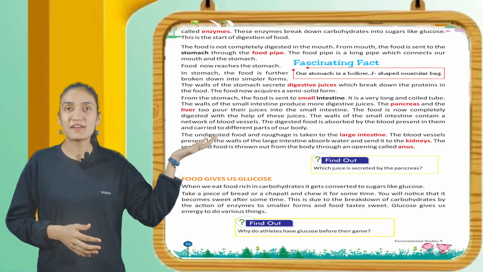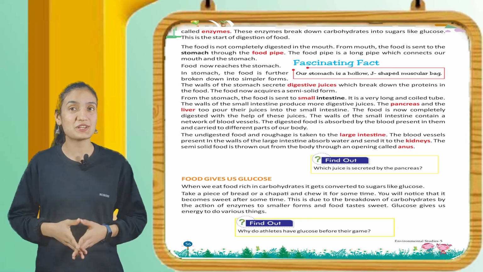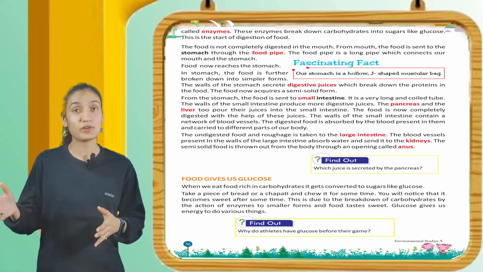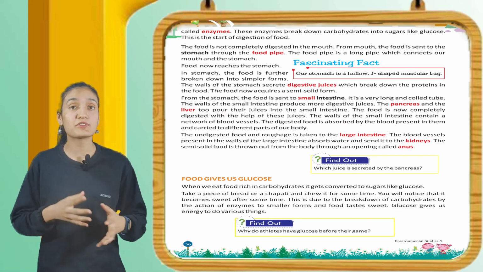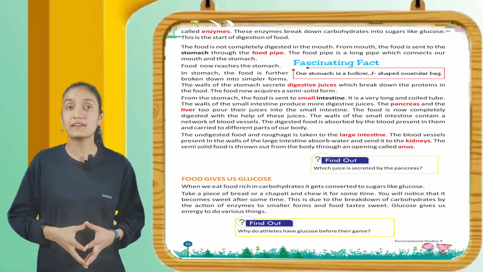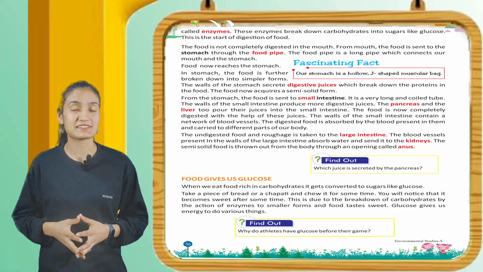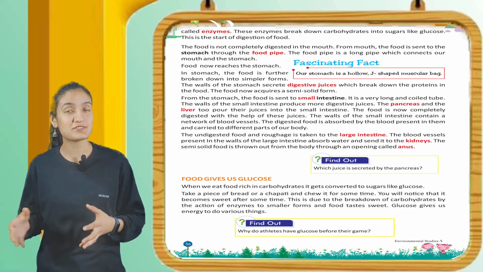In between that, we have a fascinating fact that our stomach is a hollow J-shaped muscular bag. From the stomach, the food is sent to small intestine. It is a very long and coiled tube. The walls of the small intestine produce more digestive juices. The pancreas and the liver too pour their juices into the small intestine. The food is now completely digested with the help of these juices.